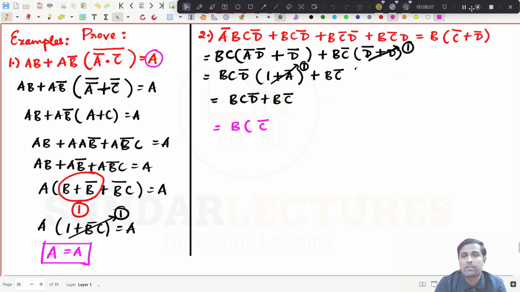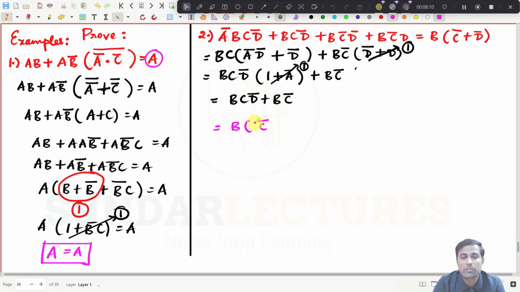The one more step is that B commonly outside. What you will have? The C bar is there, and then plus this one. This will be C D bar. C D bar. See, try to understand this one. This is very important. Why I'm saying this one? You come here.